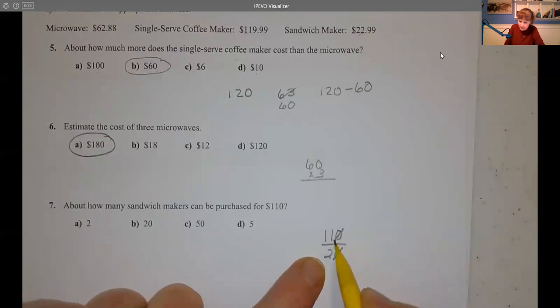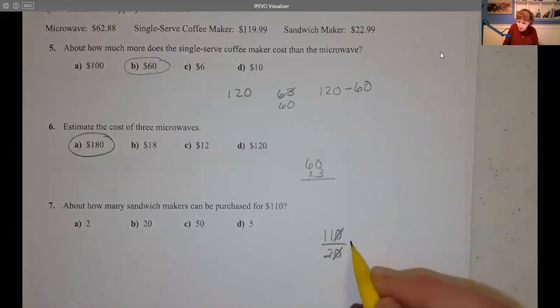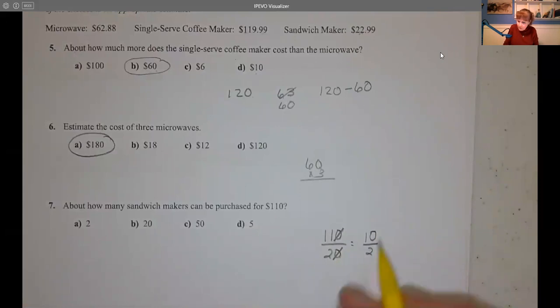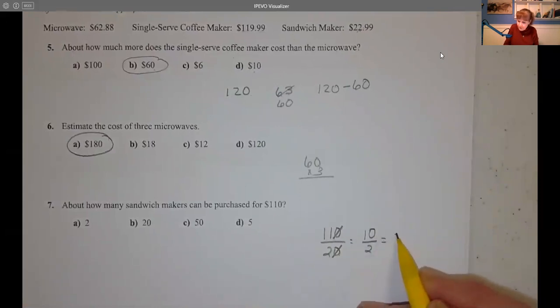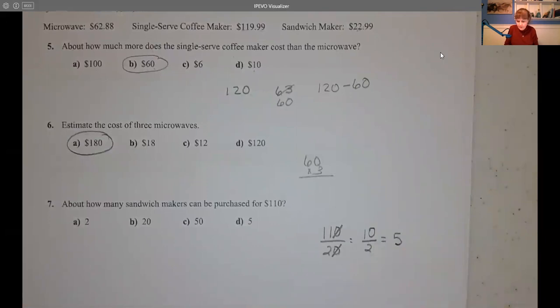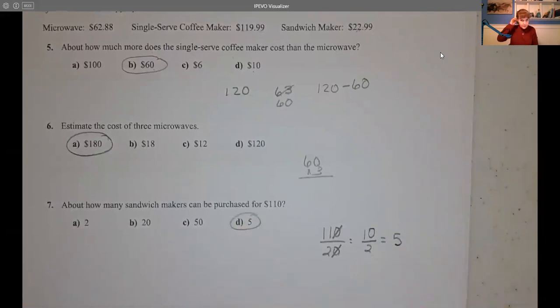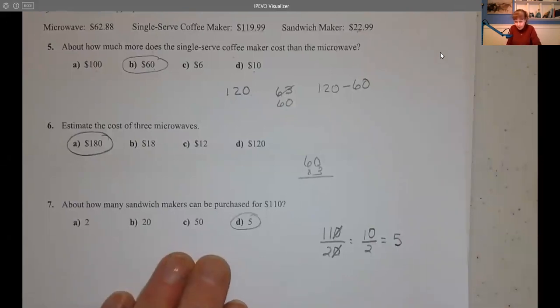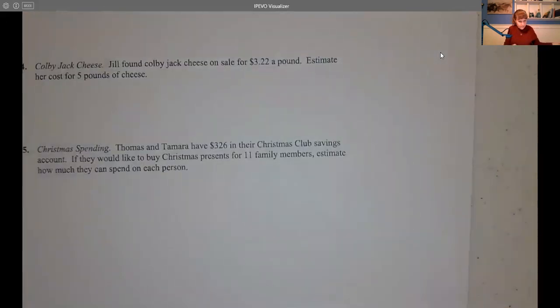Well, the zeros cancel. And 110 is pretty close to 10. Okay, so it looks like you can purchase about 5 of those. So roughly 5 of the sandwich makers for 100. It might be a little over. You may only end up doing 4, but you have a pretty good estimate, around 5 is how many you could purchase. Okay, let's work on a few more.